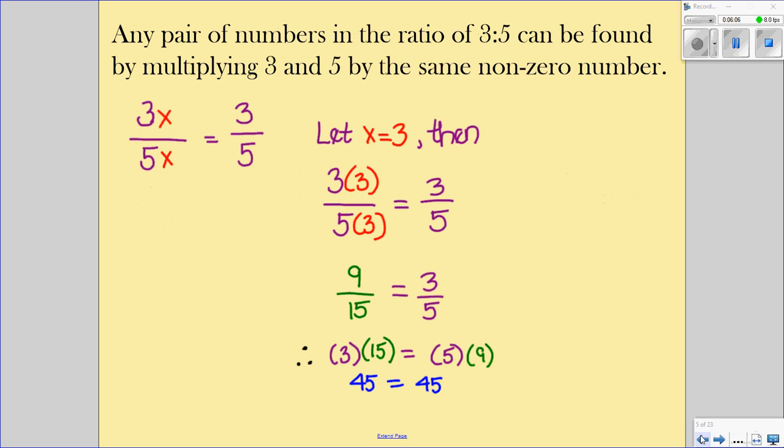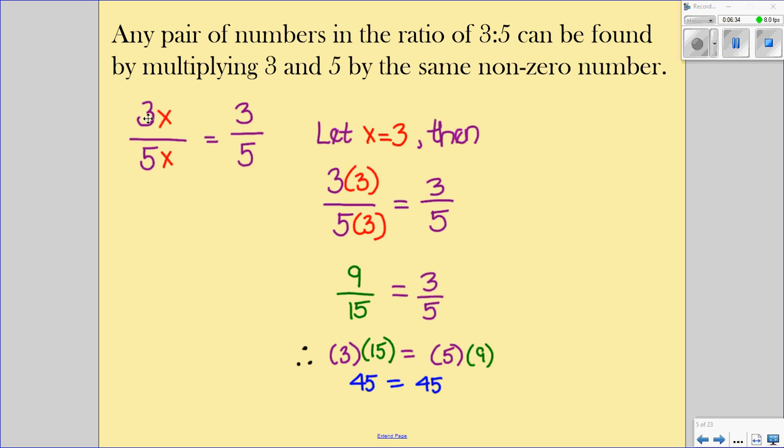Move on to the next one. Okay, so make sure I didn't skip anything. So this one says any pair of numbers in a ratio. So this is just using another example. Any pair of numbers in a ratio of 3 to 5 can be found by multiplying 3 and 5 by the same non-zero number. So this is how I broke it down.